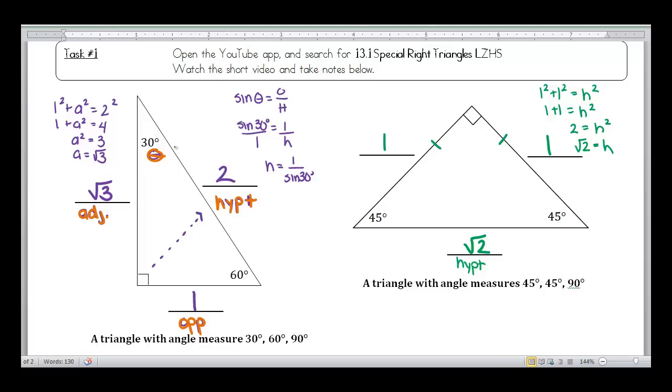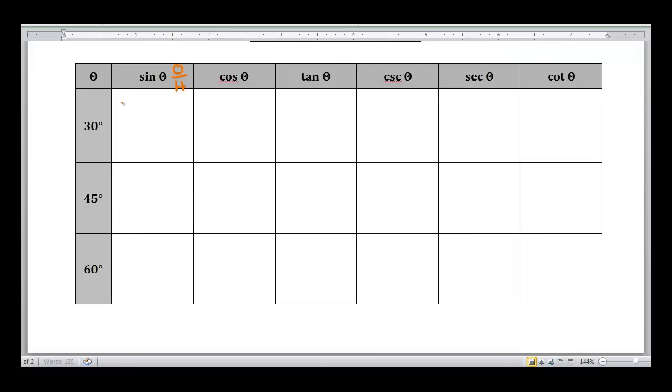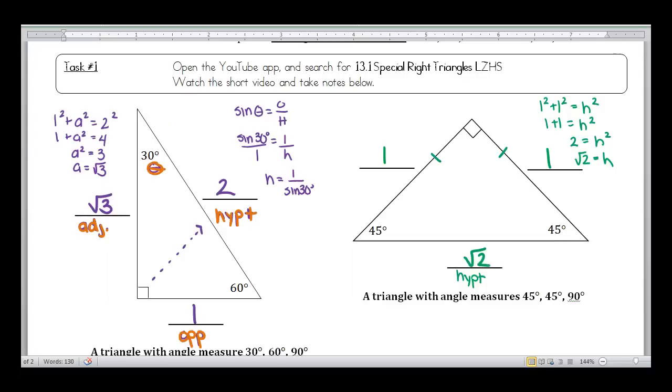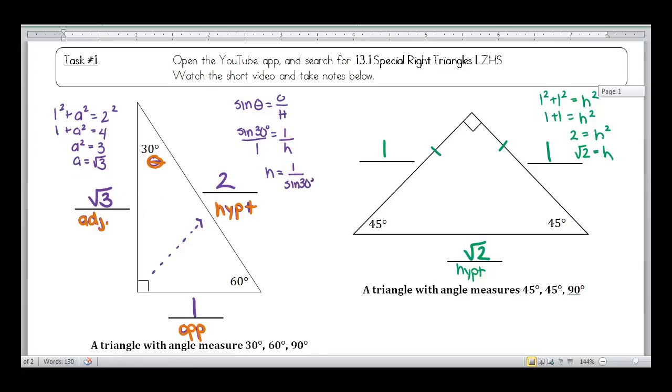Sine of 30 degrees would be the opposite over the hypotenuse, so 1 over 2. If I want to look at the cosine of 30 degrees, that's the adjacent side over the hypotenuse. So root 3 divided by 2.